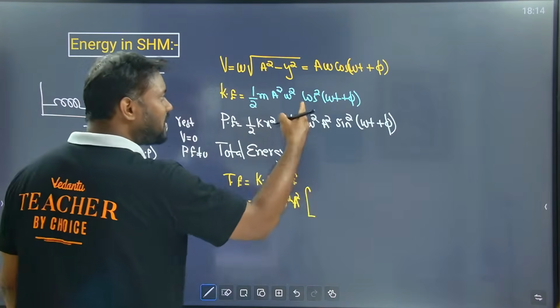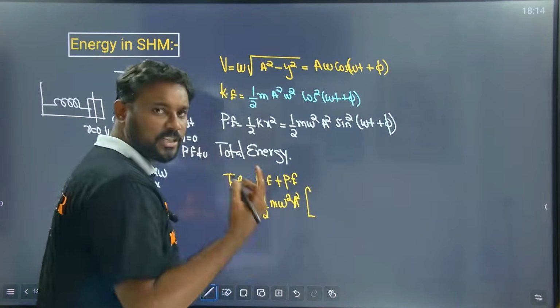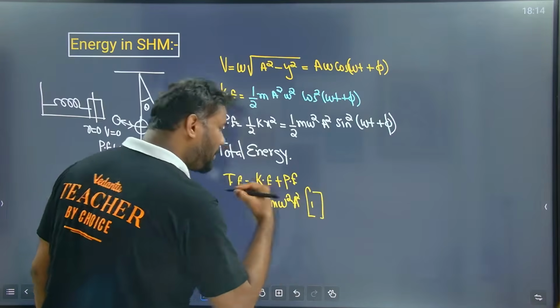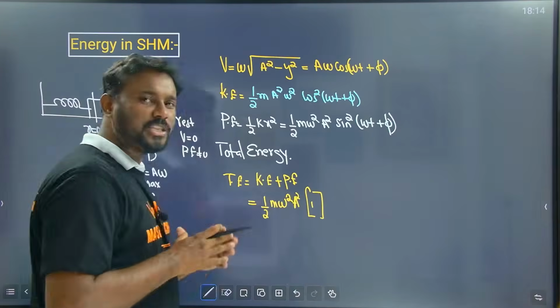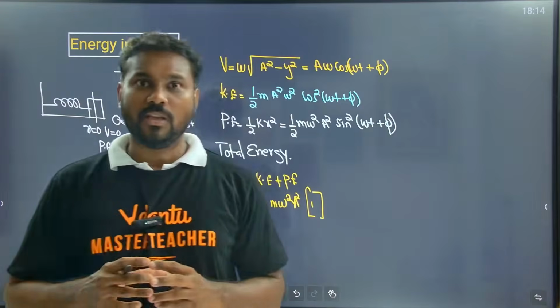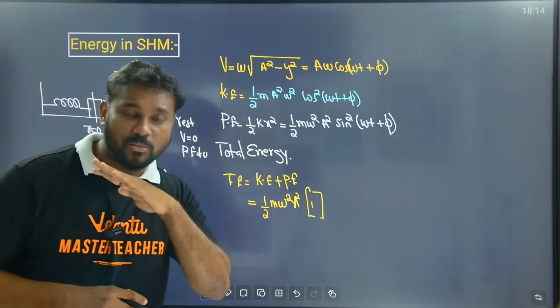So one term is cos square theta and the other is sin square theta. If I add sin square theta plus cos square theta, this becomes 1. Right? So this is the total energy of the system, half m omega square A square. The total energy of the system remains constant everywhere.